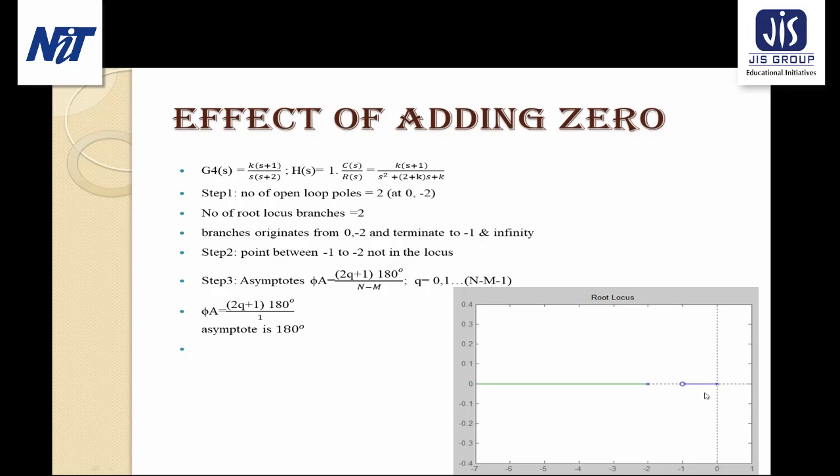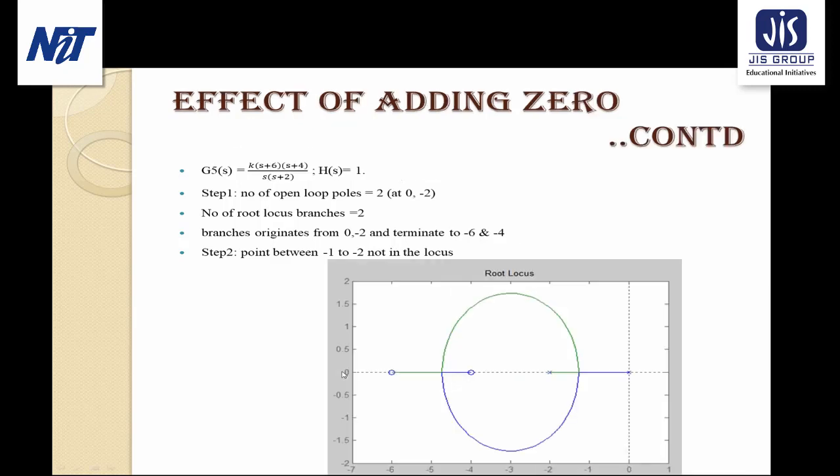We can see that this pole goes to the zero, and the other follows the 180 degree line and terminates at infinity. Next, we are adding one more zero to this system, and when one more zero is added, the zero locations are -4 and -6, whereas the pole locations are 0 and -2.